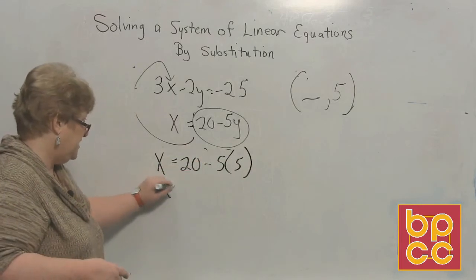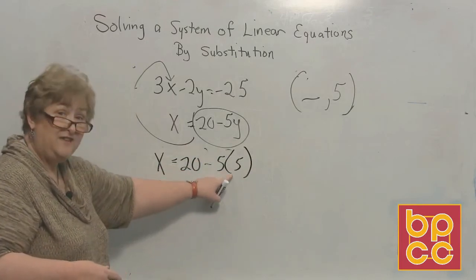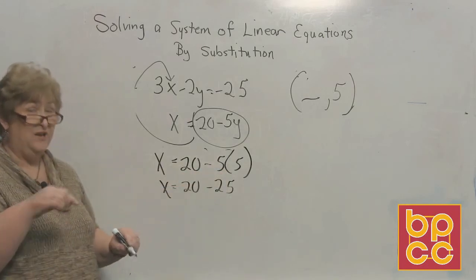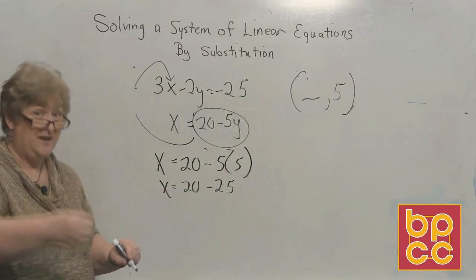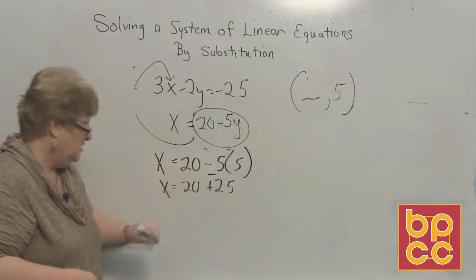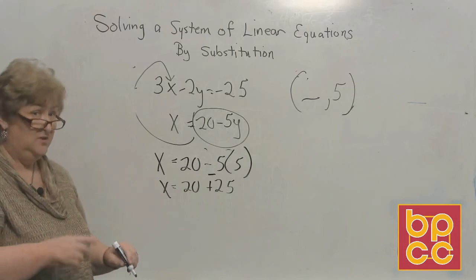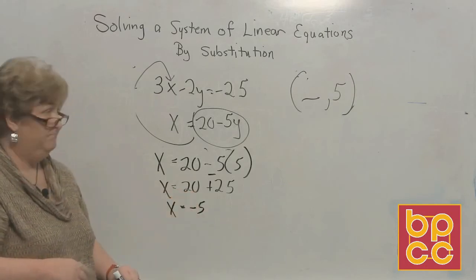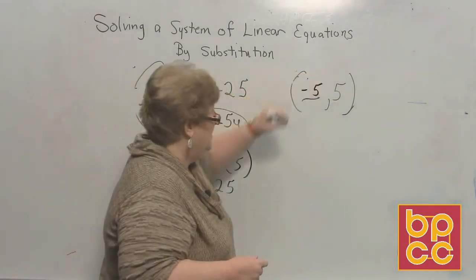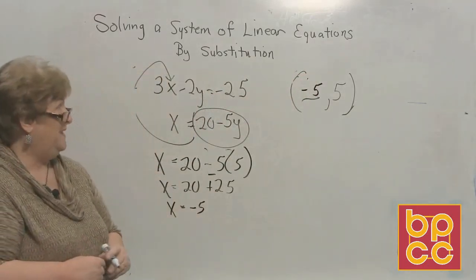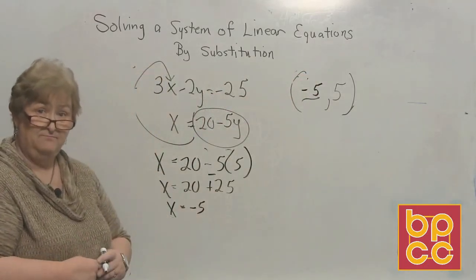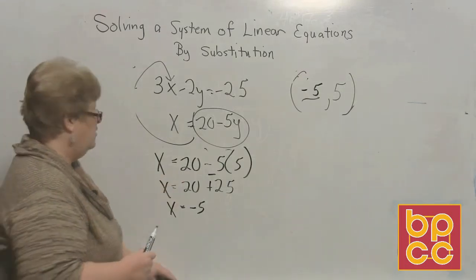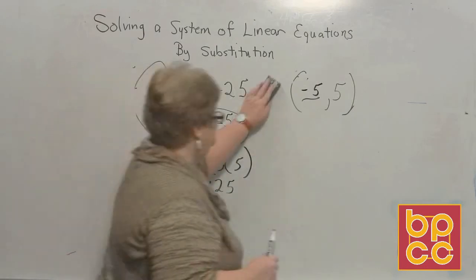So we have x is equal to 20. Negative 5 times 5 is a minus 25. Now, you know that 20 minus 25 really means keep the first one, change it to addition, add the opposite. So we have more negative than we have positive. So in this case, x is going to be a negative 5. I now have my ordered pair. The only place these two lines will cross will be at negative 5, 5. And that is the solution to this system. All right? Let's do one more, and then I think you have it pretty well under control.